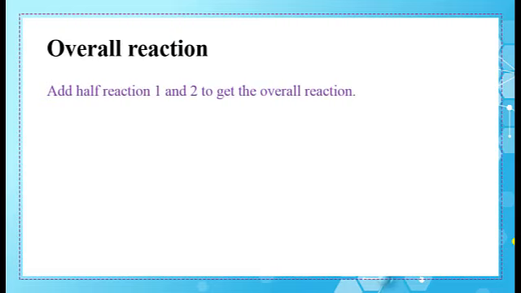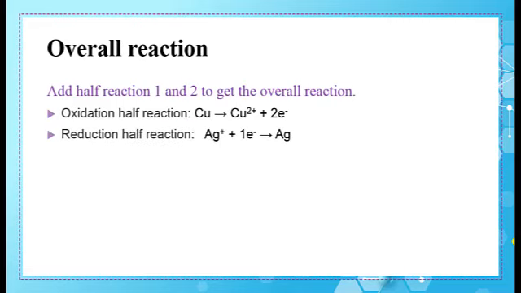Overall reaction. How to write an overall reaction? An oxidation is not a complete reaction. Also, a reduction is not a complete reaction. We say oxidation half reaction and a reduction half reaction. The complete reaction, which consists of both oxidation and reduction, is called an overall reaction. If we have to write an overall reaction of two half reactions, first we have to add the two half reactions in order to get the overall equation.